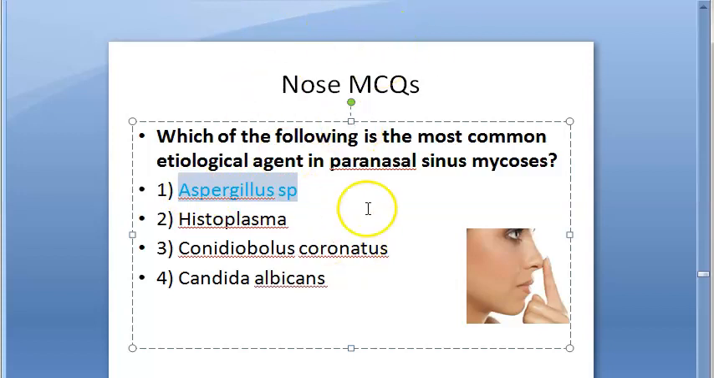What and all do these cause in the sinus? They will cause fungal ball, allergic fungal sinusitis, chronic invasive sinusitis, right? All these terminologies you should know. Then one more word is there, fulminant fungal sinusitis, right? So what and all did you see? Fungal ball, then allergic fungal sinusitis, chronic, and then fulminant.